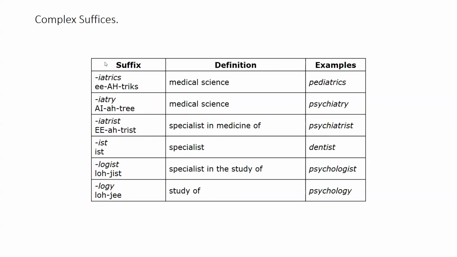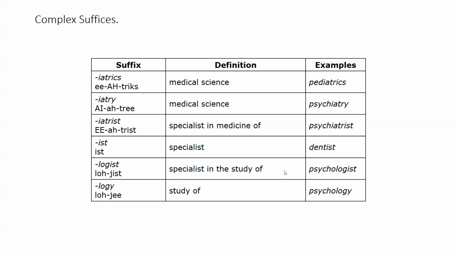Some more complex suffixes. -iatrics means medical science, as in pediatrics, the medical science of children. -iatry means medical science, psychiatry, the medical science of the brain or mind. -iatrist is a specialist in the medicine of, so a psychiatrist is a specialist in the study of the mind. -ist simply means specialist, so a dentist is a specialist in teeth.